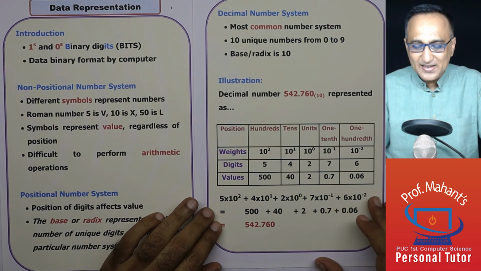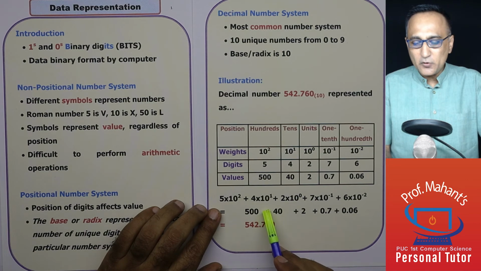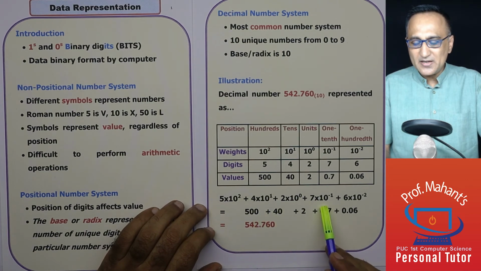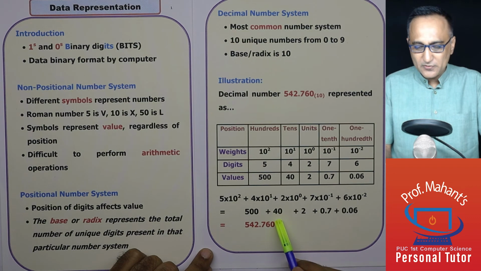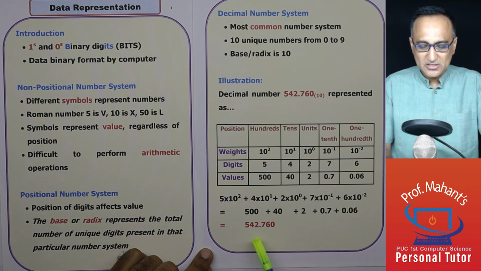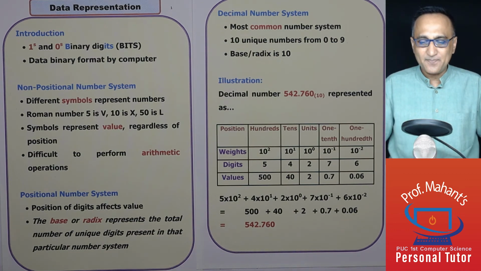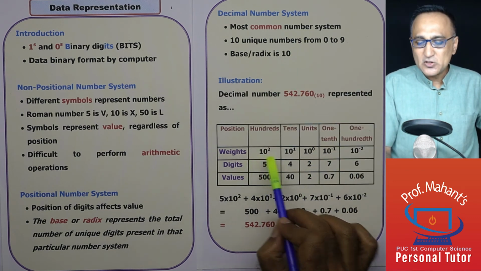Here it is clearly shown: 5 into 10 squared, 4 into 10 raised to 1, 2 into 10 raised to 0, 7 into 10 raised to minus 1, 6 into 10 raised to minus 2. And here if you see, it becomes 500 plus 40 plus 2 plus 0.7 plus 0.06, which is equal to 542.76 to the base 10. So this is how a decimal number is represented based on the weights.